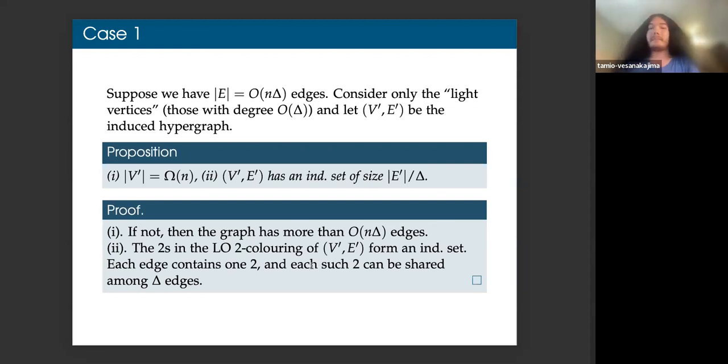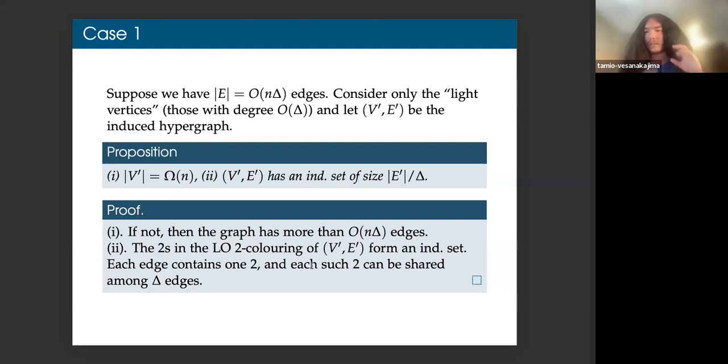For the second fact, we want to show that our sub-hypergraph has a big independent set. Well, remember that, as my promise, I'm promised that my hypergraph as a whole has an LO2 coloring, which means the induced sub-hypergraph also must have an LO2 coloring. So this V prime, E prime has an LO2 coloring. If you remember, a different way of describing this LO2 coloring is that in each edge, I select exactly one vertex to be 2, which means that the 2's in this LO2 coloring form an independent set. Each edge contains one 2, and every 2 can be shared among delta edges.